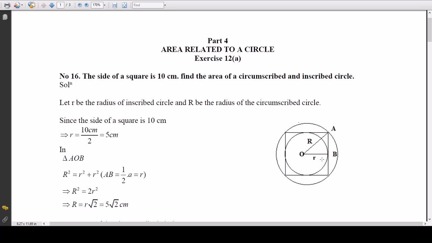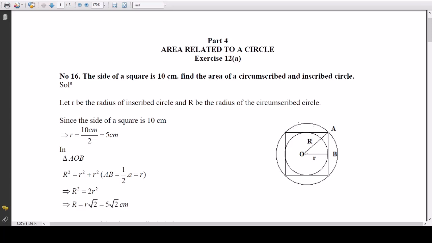Okay, now to find the area of the circle we need the radius, isn't it? Here, if O is the center of the circle, we mark a point on the vertex A, and on the side of the square we mark this point B. This OB is the radius of the inscribed circle and OA is the radius of the circumscribed circle. Let us denote capital R for the bigger circle and small r for the smaller circle. Now it's given that the length of the side of the square is 10 centimeter.